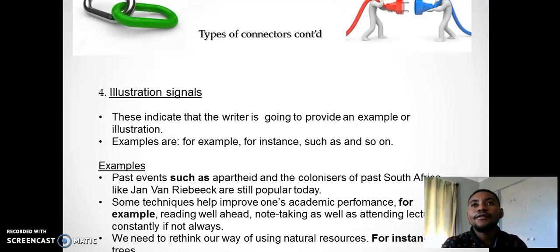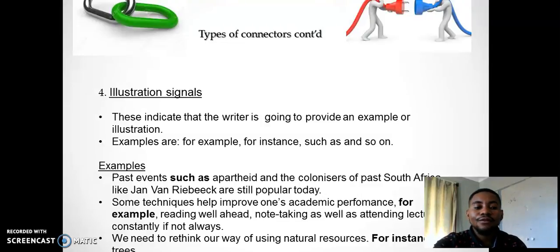Well, generally, for instance is used in speech. It's not really used mostly in writing. This does not then go to say that for instance is wrong to be used in writing. For instance and for example can be used interchangeably. The meaning ultimately is the same.